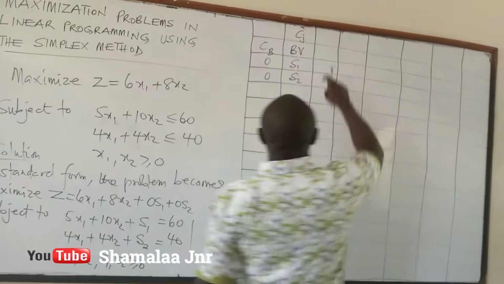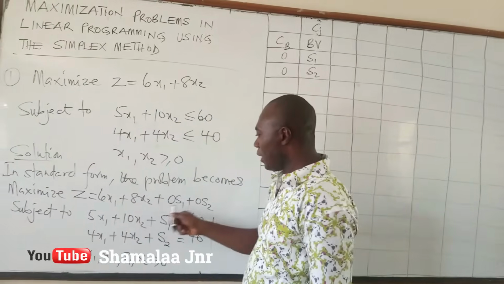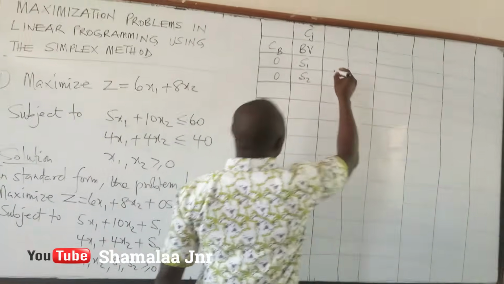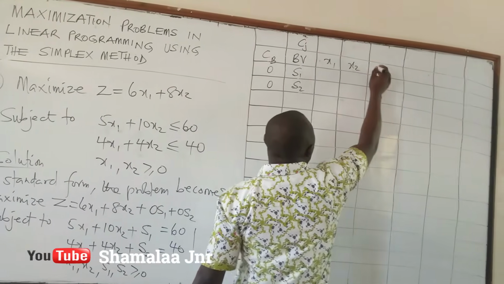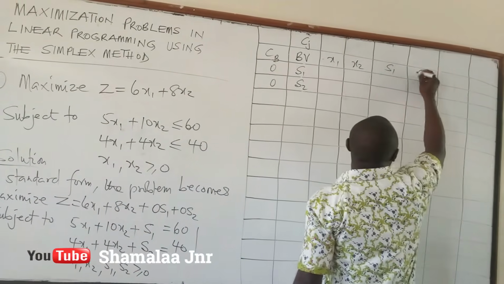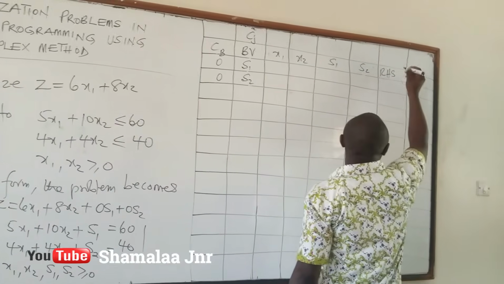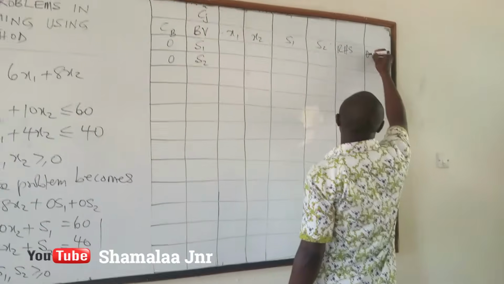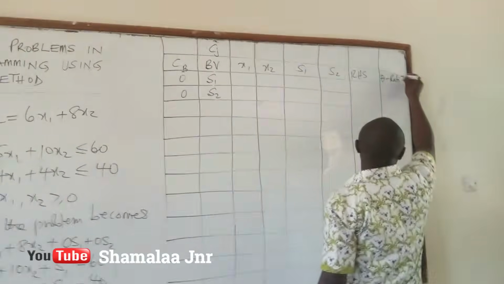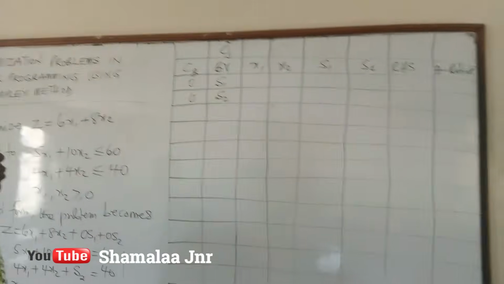Now, here I'm going to write all the variables. We have x1, x2, s1, s2. So we are going to have x1 here, x2, s1, s2, and this is what we call the right hand side. The right hand side, or at times you can call it solution. And this one you are calling theta ratios. I'll explain that when we get to that one. So we have it this way.